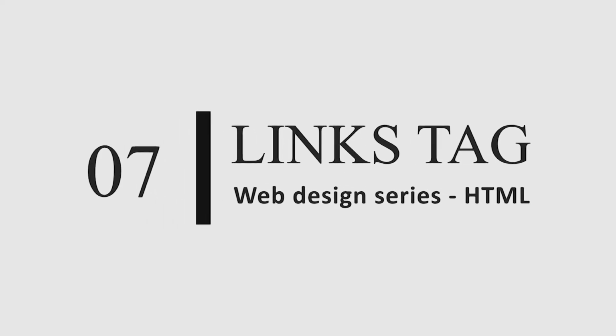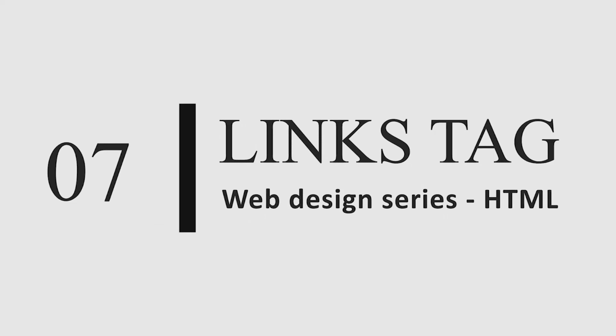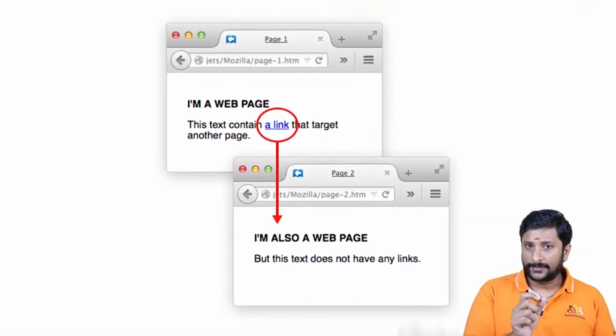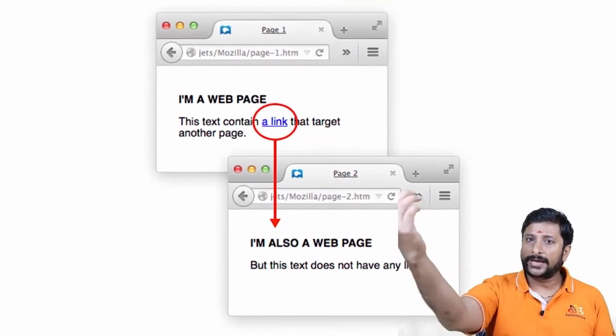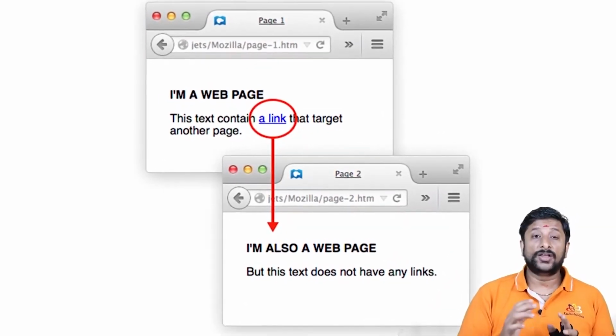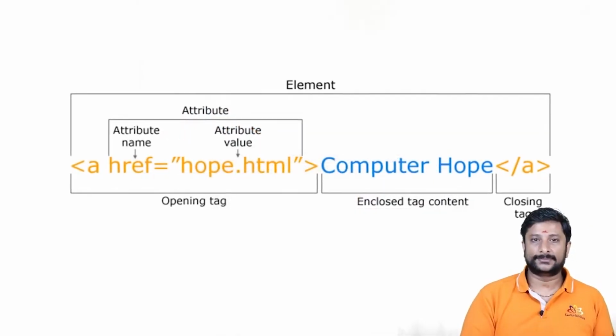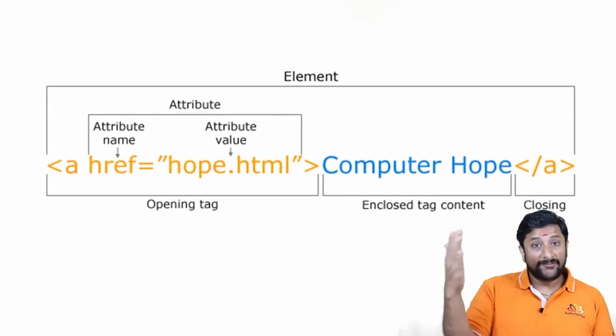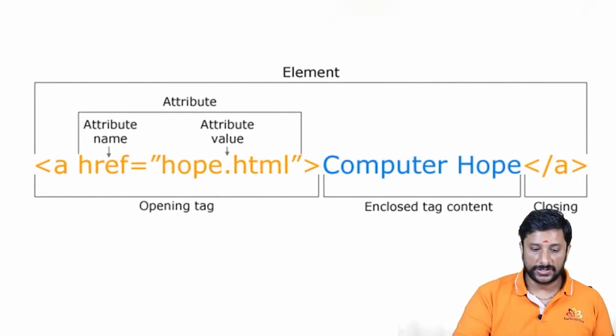Web design series, 7th video, on the links tag. So links, in the sense, sir, I got a text, I got some link. Click that one, I need to navigate to another page. Then we can achieve it with the anchor tag. The anchor tag is a powerful tag to do navigation to another page.